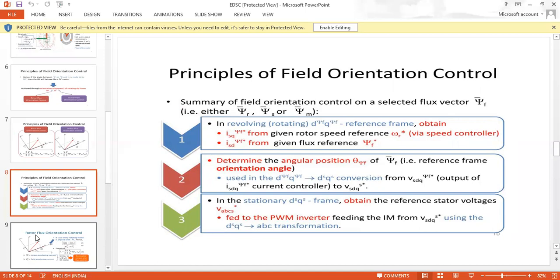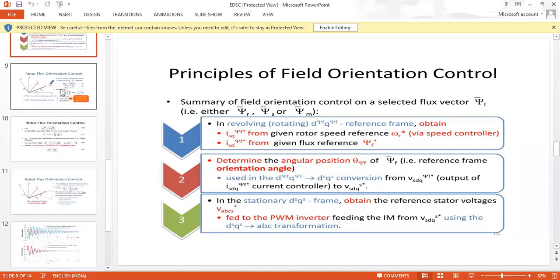Determine the angle of position, that is, the reference frame orientation angle, which is used in the dq phi f to dsqs conversion from VS dq phi f, the output of the current controller. In the stationary frame, obtain the reference phase voltages VABCS fed to the PWM inverter feeding the induction motor from VSDQS using the DSQS to ABC transformations.